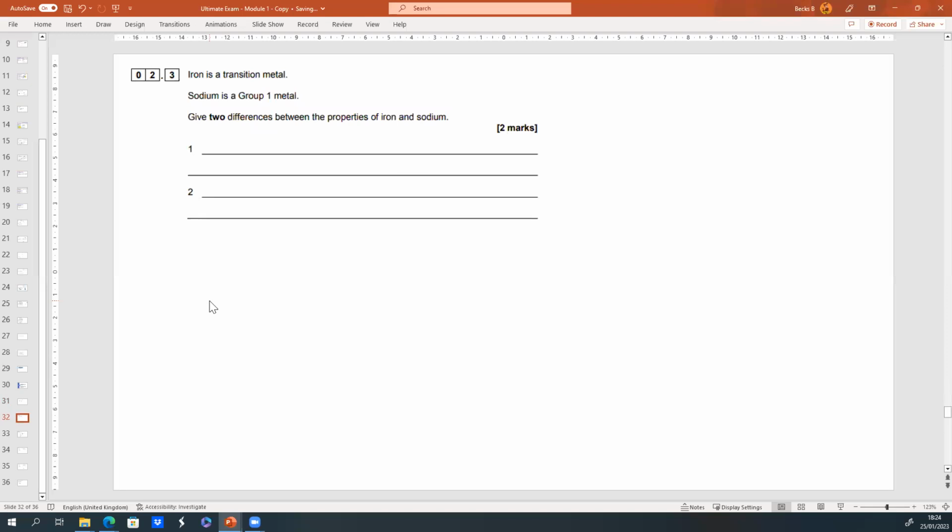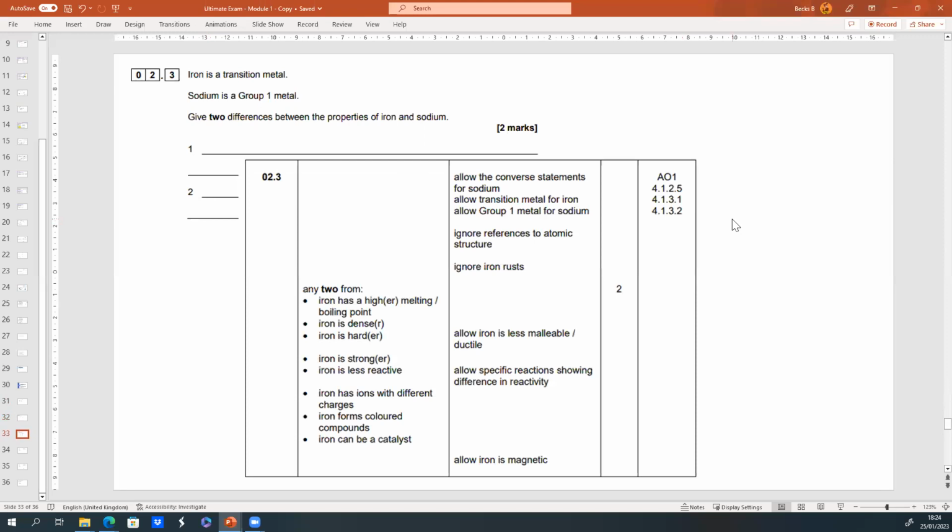It gives you an example now that iron is a transition metal and sodium is a group 1. 2 differences between the properties of iron and sodium. Okay, so there's lots that could be said here. So I'm going to flick up the mark scheme because there's lots of things. We've talked about that our transition metals have a higher melting point, higher boiling point, they're denser, they're harder. You can say these in what's called the converse. So if you just said that sodium has a lower melting point, boiling point, it's less dense, it's not as hard, that is acceptable too.